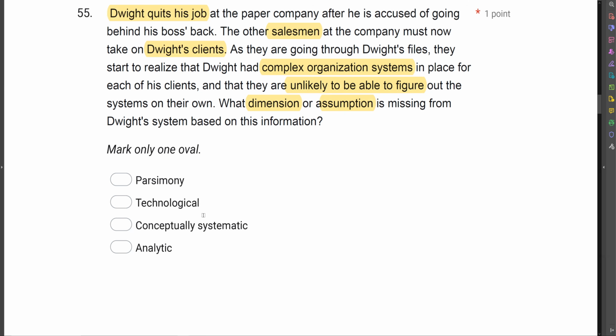The dimension that fits the best is going to be technological, because these complex systems, the other salesmen aren't able to duplicate. It's just like if you have a treatment plan that other BCBAs can't duplicate or replicate, you lack the technological dimension.